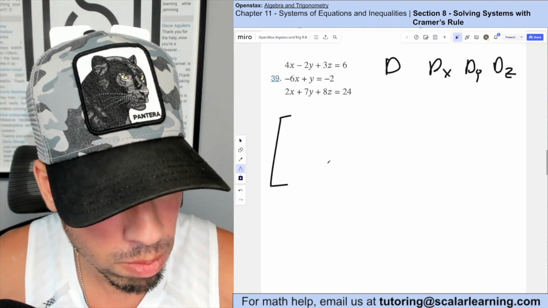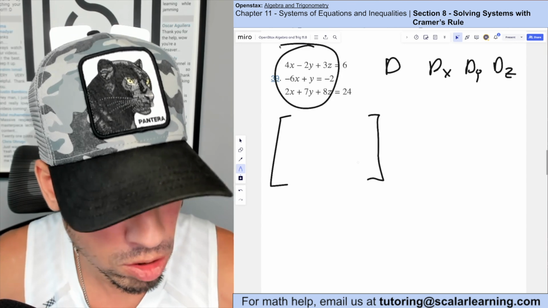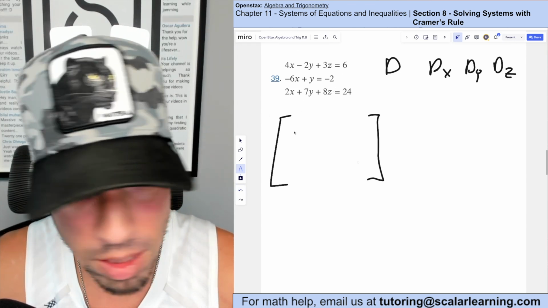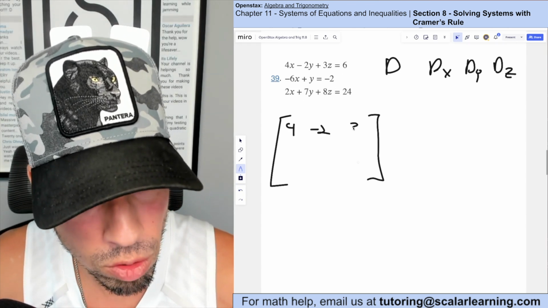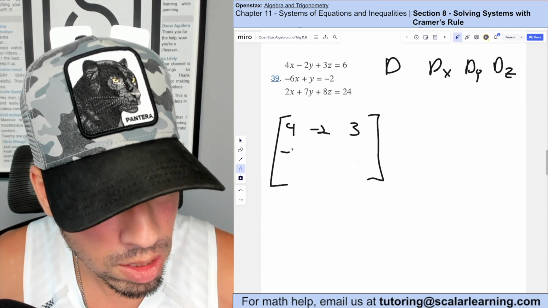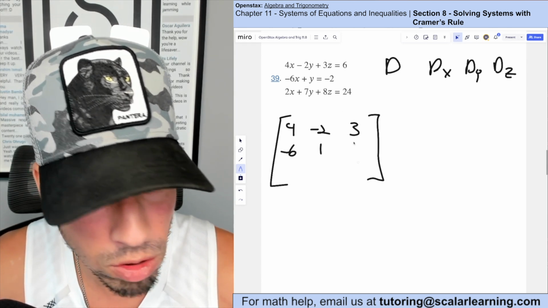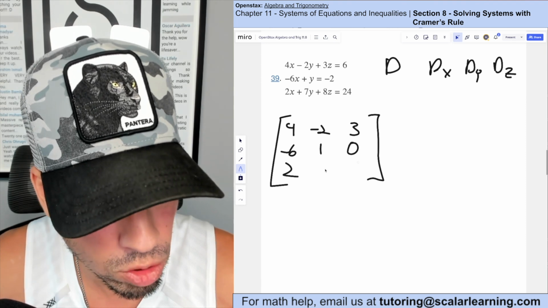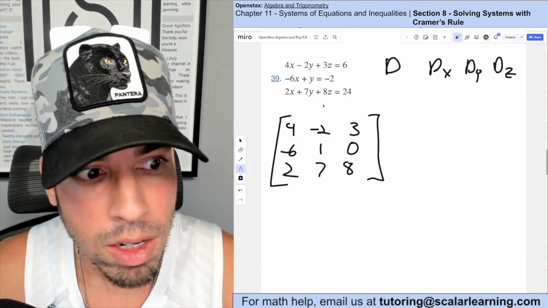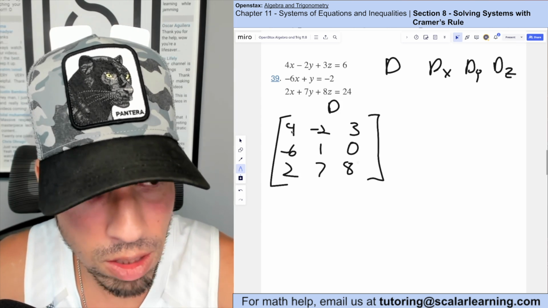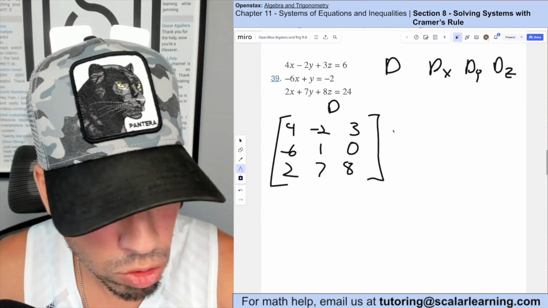So first, the original matrix for d I'm going to set up is with all of these coefficients on the left-hand side. So we got 4, negative 2, and 3 for the top equation. Here we got negative 6, 1 for y. And since there is no z, we got a 0. And here we got 2, 7, and 8. This is going to be the main determinant. Now to calculate that, we're going to also repeat the first two columns over here.